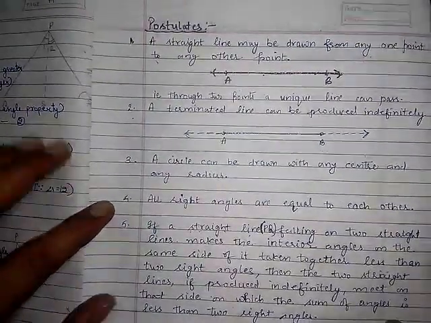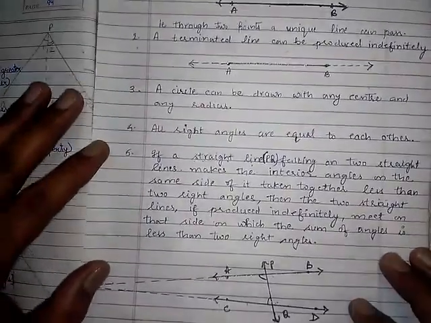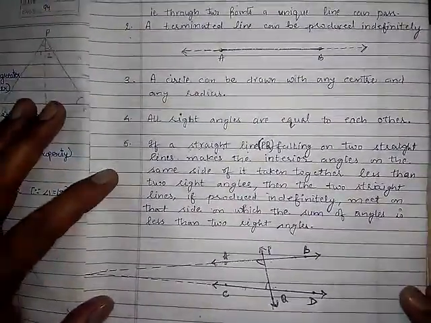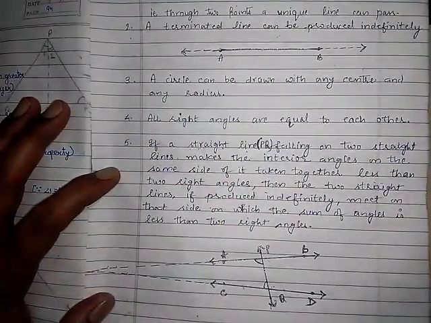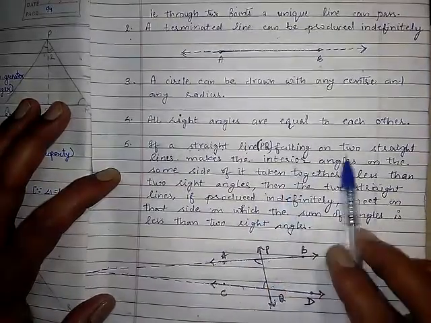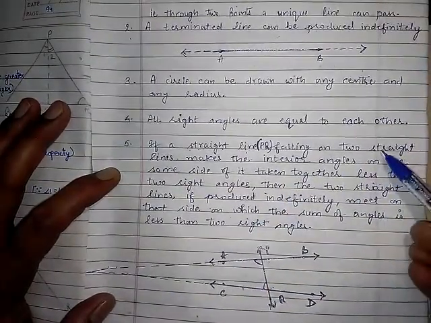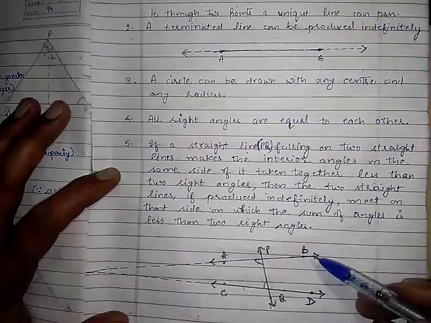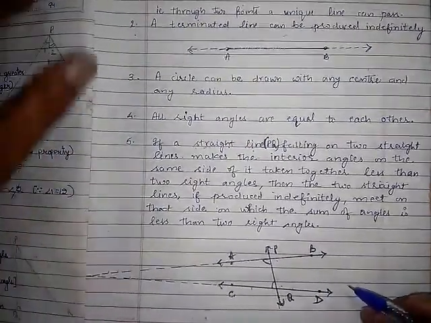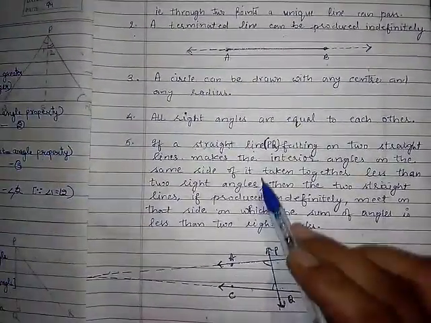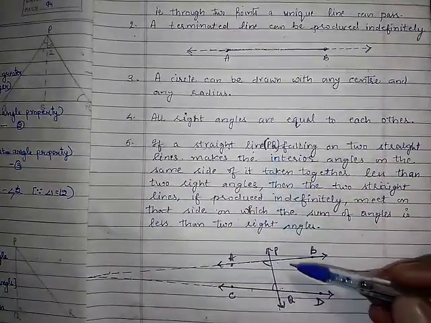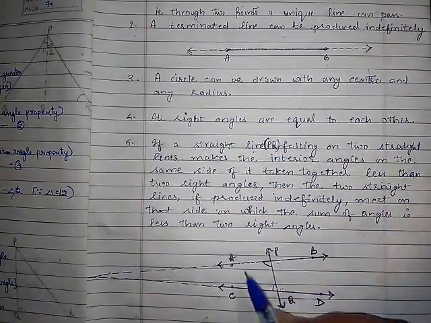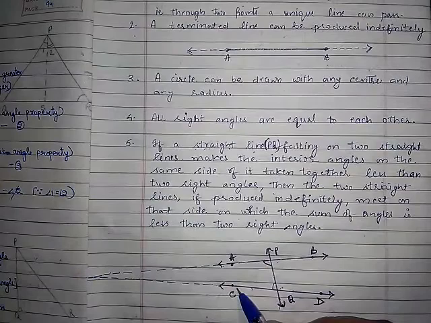Then come to the fifth one, which is the most important postulate of this chapter. If a straight line falls on two straight lines, which ones in the figure? AB and CD, they are the two straight lines. And which is the straight line falling? I have mentioned here PQ. So PQ is falling on the two line segments AB and CD.